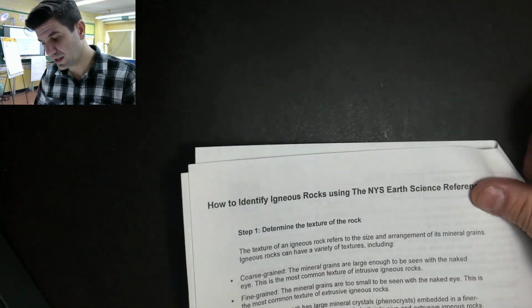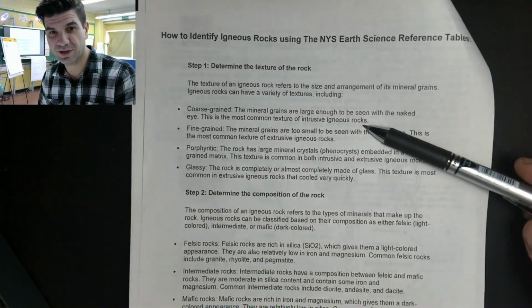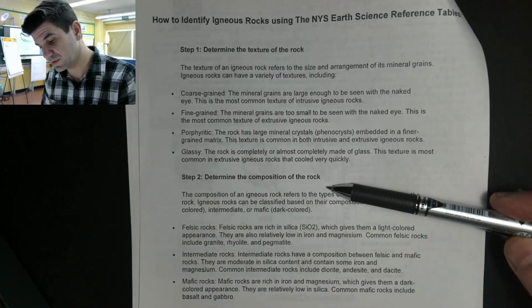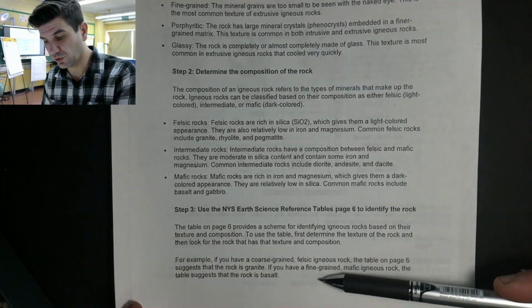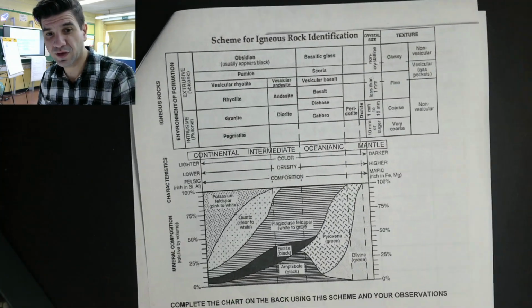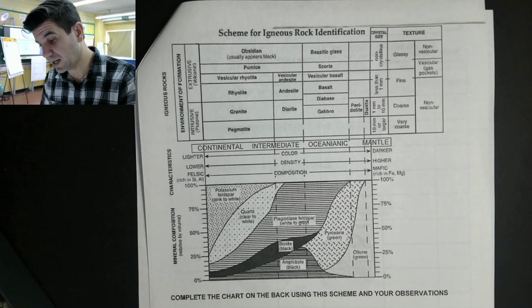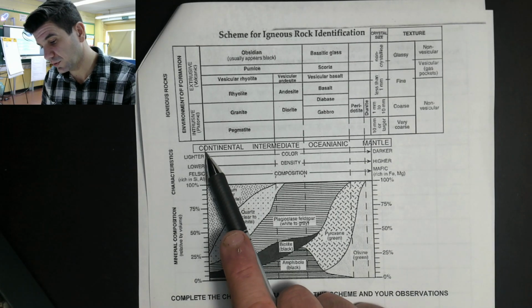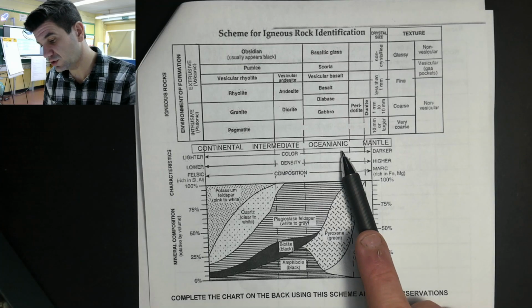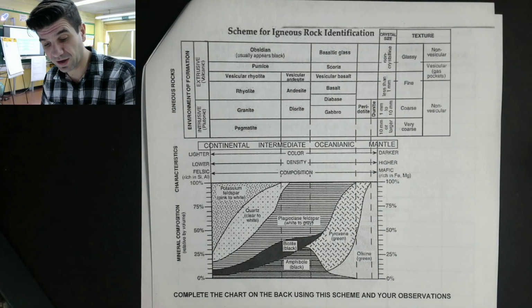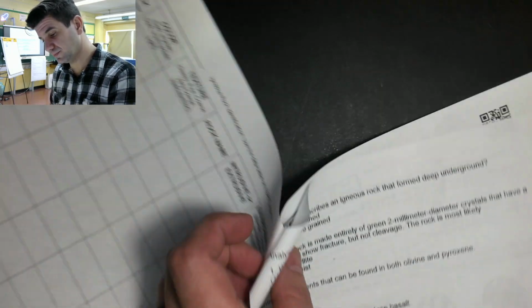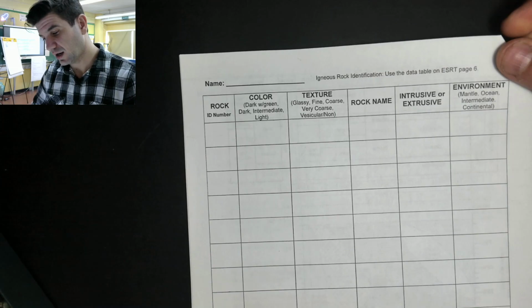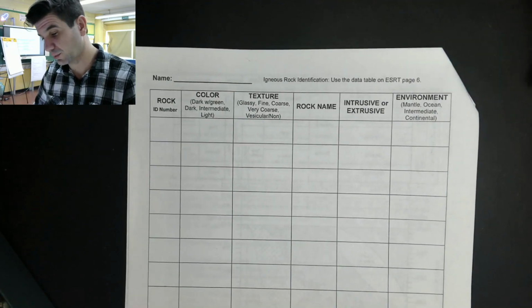So I provided some steps for you here. Step one, determine the texture. Step two, determine the composition. And step three, use your reference table and some other terms in here to assist you with identification. So here is Earth Science Reference Table, page 6, bottom. What I've done is I've also superimposed where continental, intermediate, oceanic, and mantle would be found. Another small reading on igneous rocks. And then we've got our actual data table that we're going to be filling out.